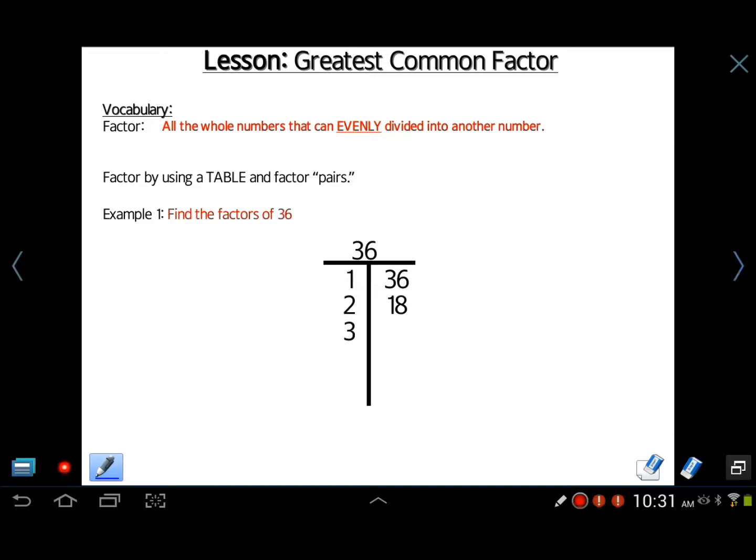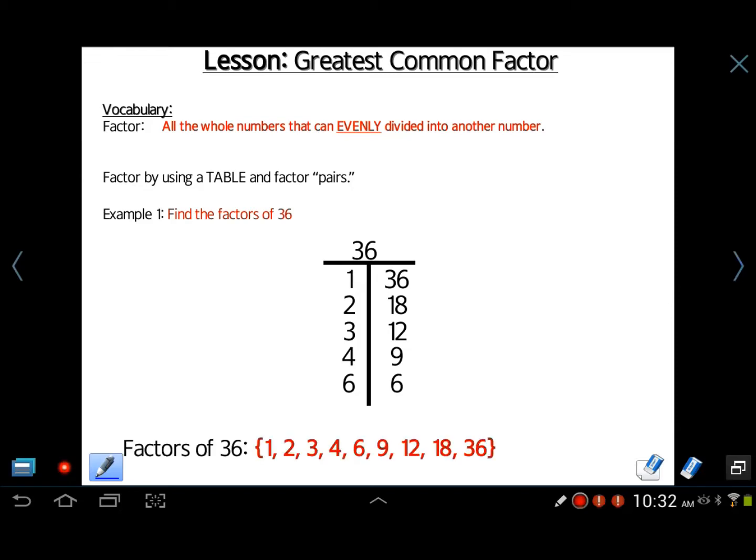Does 3 divide into 36? It does. 3 times 12. And then 4 pairs up with 9. 6 pairs up with itself. So when you list all the factors of 36, you get that. You're going to get all these numbers right here. Now notice I didn't write 6 twice. So our factors are 1, 2, 3, 4, 6, 9, 12, 18, and 36.